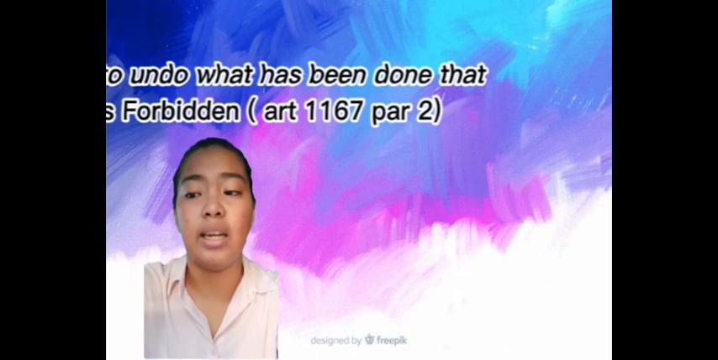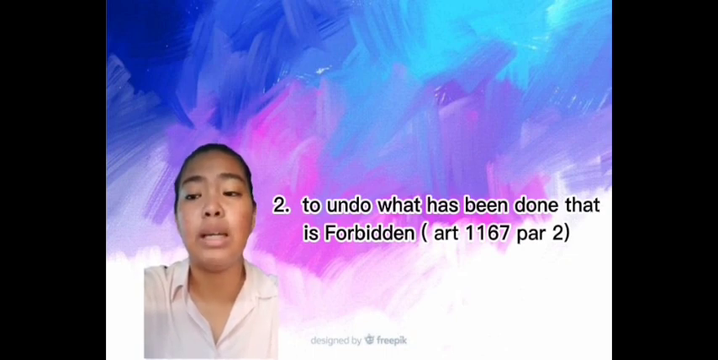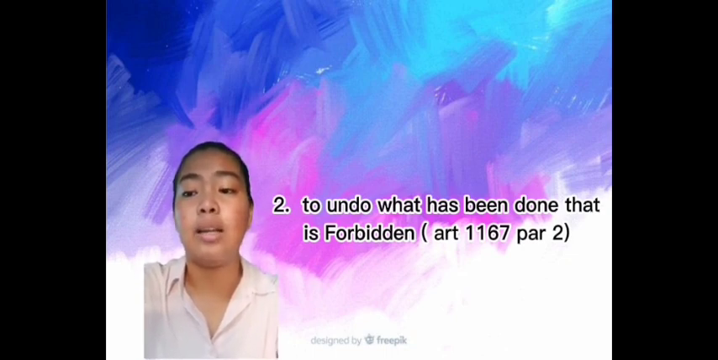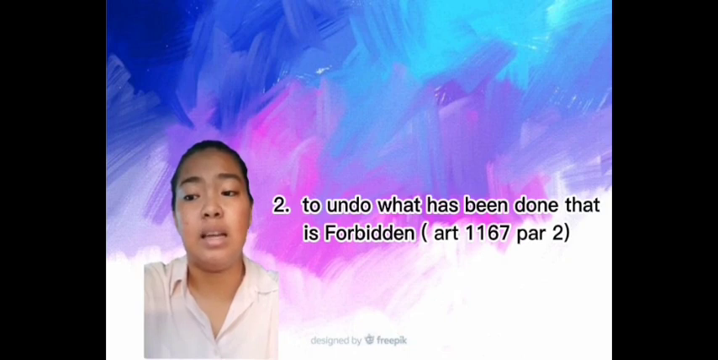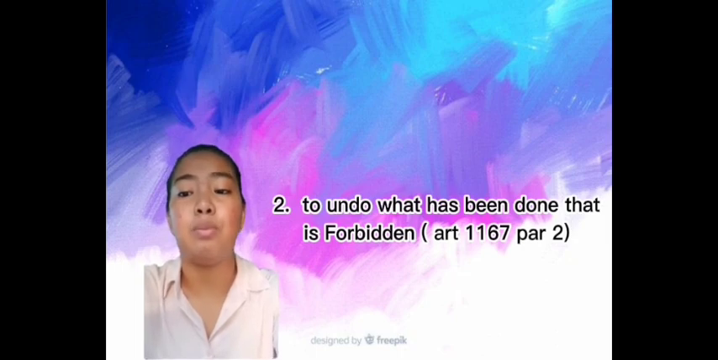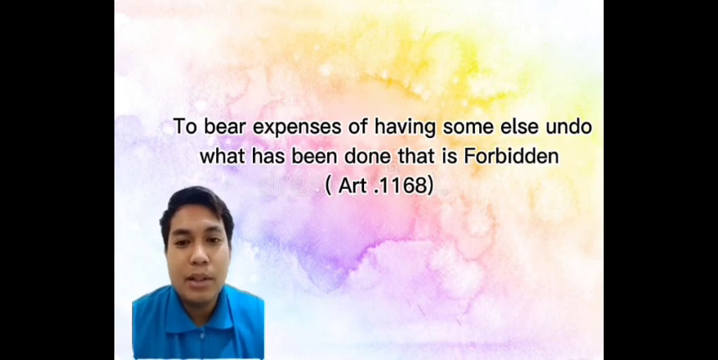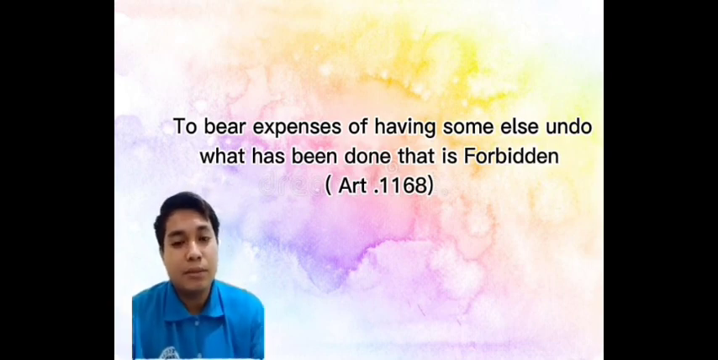And next, number two, to undo what has been done that is forbidden. Just like what I said in statement number one, when you smoke in a wrong place, you cannot undo it because you've done it, unless you use a time machine to undo it. But for me, you must be aware of your surroundings and look for signs whether it is forbidden or not. Number three, to bear the expenses of having someone else undo what has been done that is forbidden.